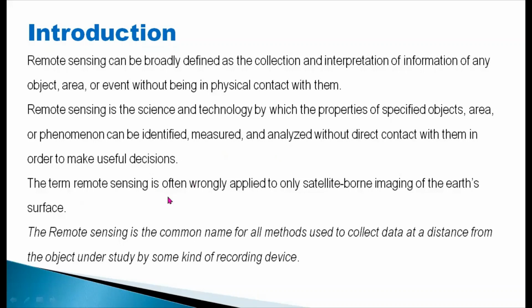The term remote sensing is often wrongly applied to only satellite-borne imaging of the Earth's surface. What has been said is that remote sensing is closely connected with satellite-borne imaging. Though images are very important, they are key data, it's not compulsory. It's not only the data obtained through satellites.